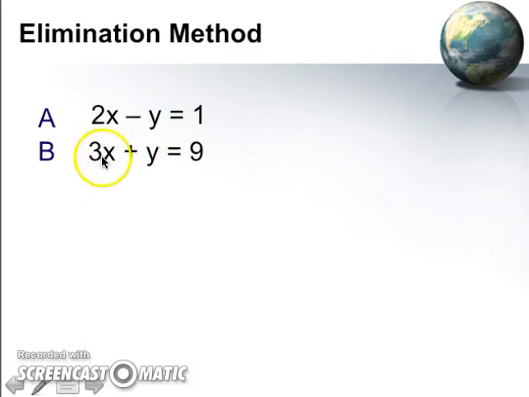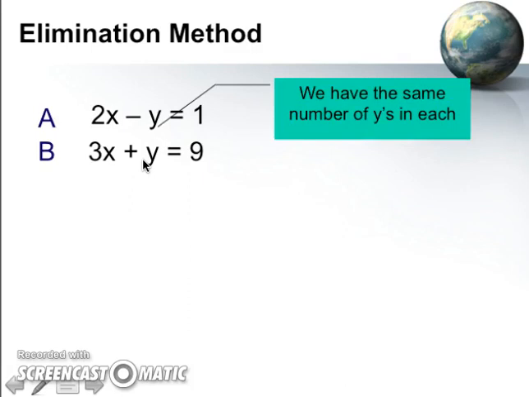Here there's a 2 in front of the x, and here there's a 3 in front of the x. But here, if you look, we don't usually write it, but there's a 1 in front of this y and there's a 1 in front of that y. So basically we have the same number of y's. I know we usually take account of the sign, but at the moment we're just looking at the numbers.